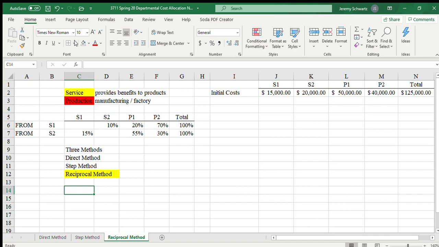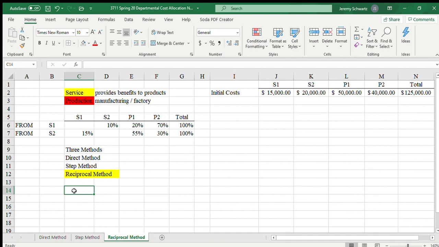So the first two methods in some way disregard some information. And so that's why we have the reciprocal method. Because we have this connection from S1 to S2, as well as from S2 to S1. And so basically, anytime that we use the initial cost to allocate, what we're doing is we're ignoring some of the inter-service department activities.